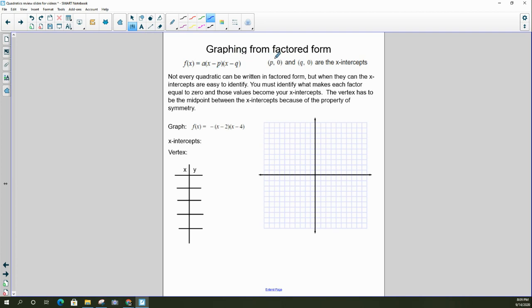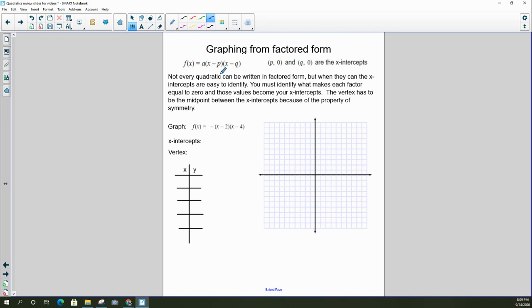And now we're going to graph from factored form. All right, so factored form tells us some important information about the graph. It is really helpful in identifying the x-intercepts. Again, not every quadratic can be written in factored form because not every quadratic has x-intercepts.